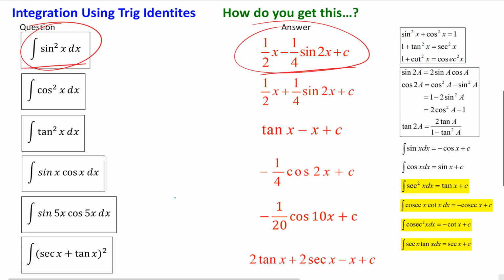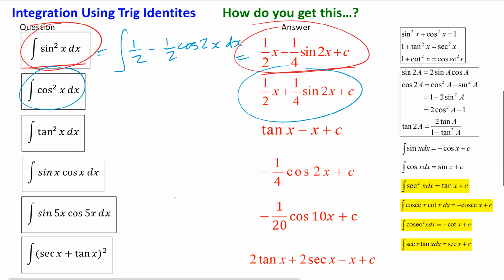So the first one we've just done, we changed this to a half minus a half cos 2x, and then we just integrated. Okay, so we've done the first one. So you might want to just pause the video and see if you can work out how to go from the next one, so cos squared, to this.